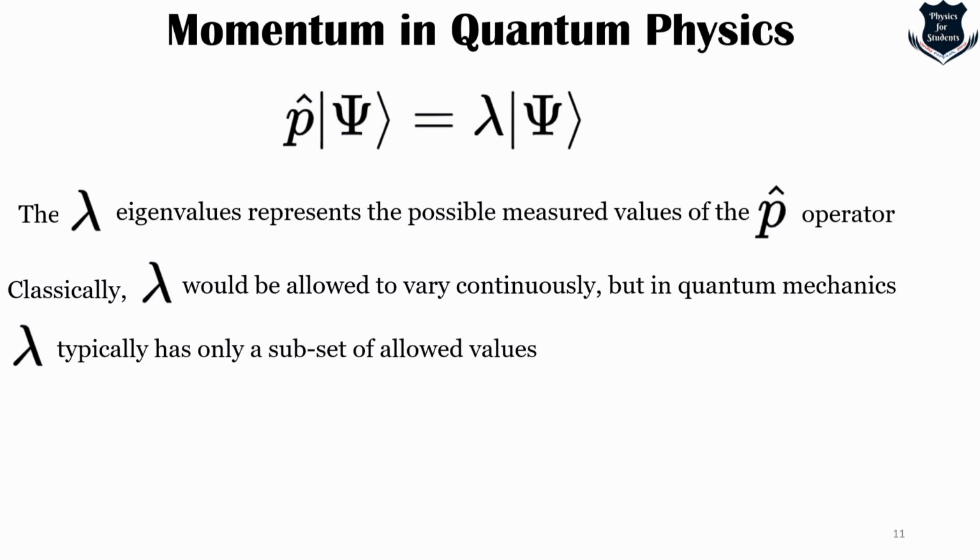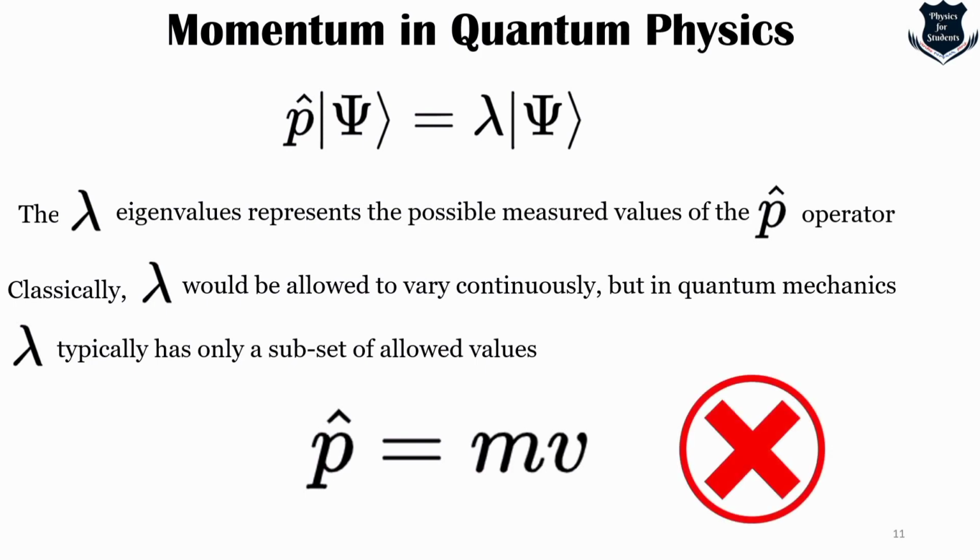The question is, can we use this kind of a similar equation carrying the momentum operator from classical mechanics and directly substitute into the familiar p equals mv formula of classical mechanics? The answer is a big no, and we will soon see why.